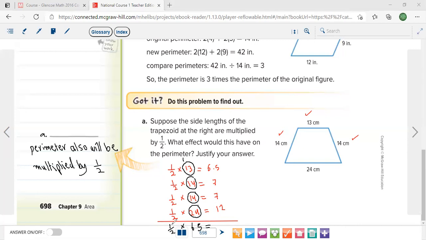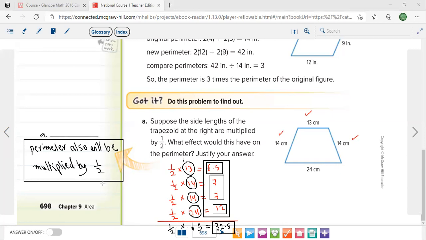And let's see what is half of 65. Half of 65 is 32.5. Let's check these numbers. Do they make 32.5 or not? So 7 and 7, 14. 14 and 12, 14 and 12, 26. 26 and 6.5, really 32.5. So as we said, the perimeter also will be multiplied by half.